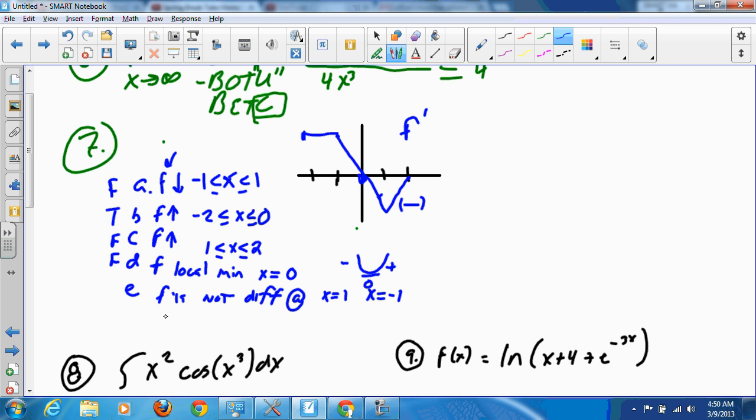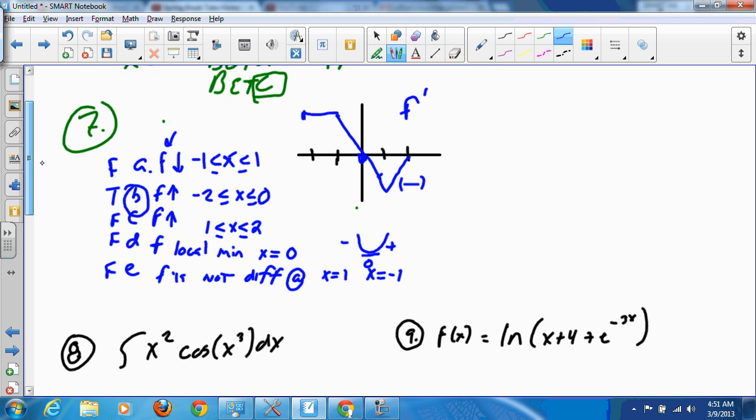And part E says the function is not differentiable at 1 and -1. Although the derivative is not differentiable there, we can't say anything about the function itself, so this one's false. So I'll go ahead and give you this one. The answer choice is B. Okay, hope you followed that explanation.